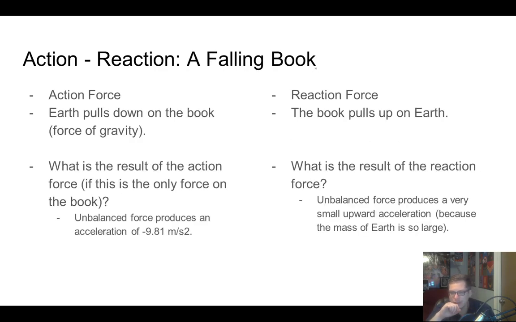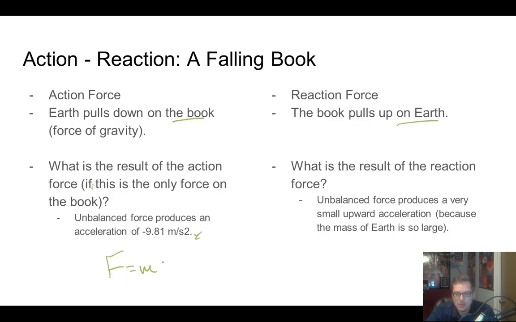So let's think about this real quick. If we've got the earth pulling down on a book versus the book pulling up on the earth, what's the result of the action force? If that's the only force on the book, our F net is the force pulling down. So we get an unbalanced force, and it produces this acceleration.